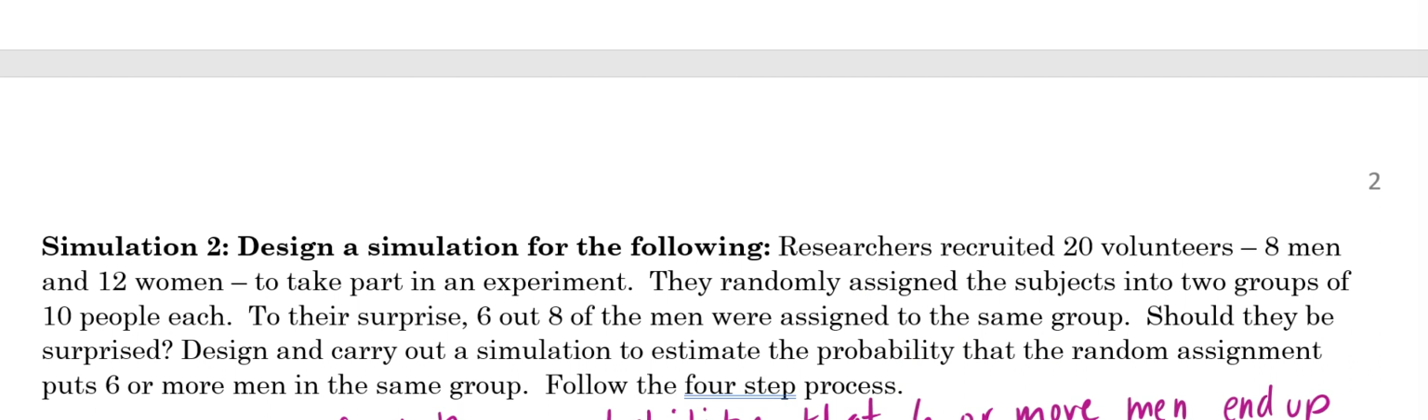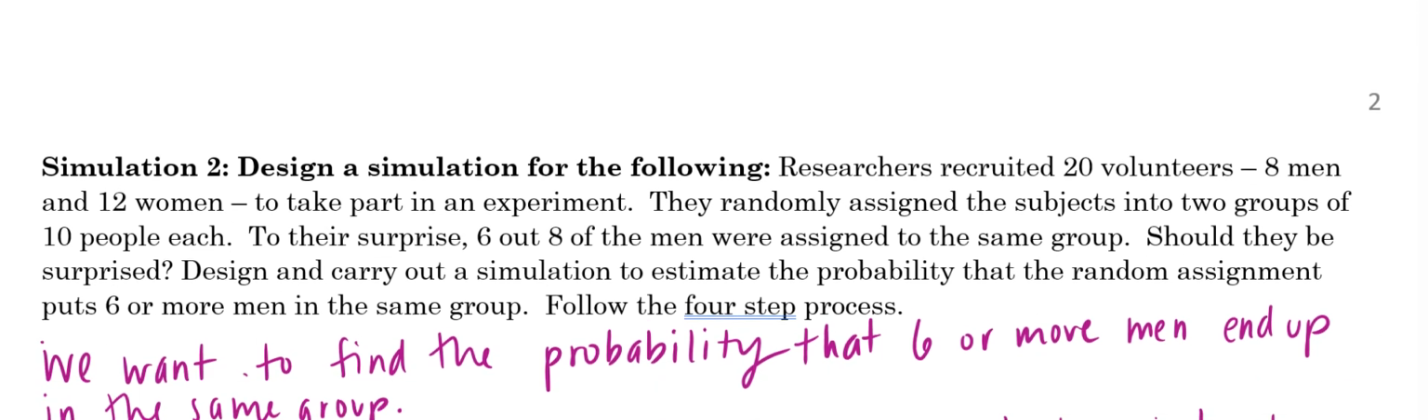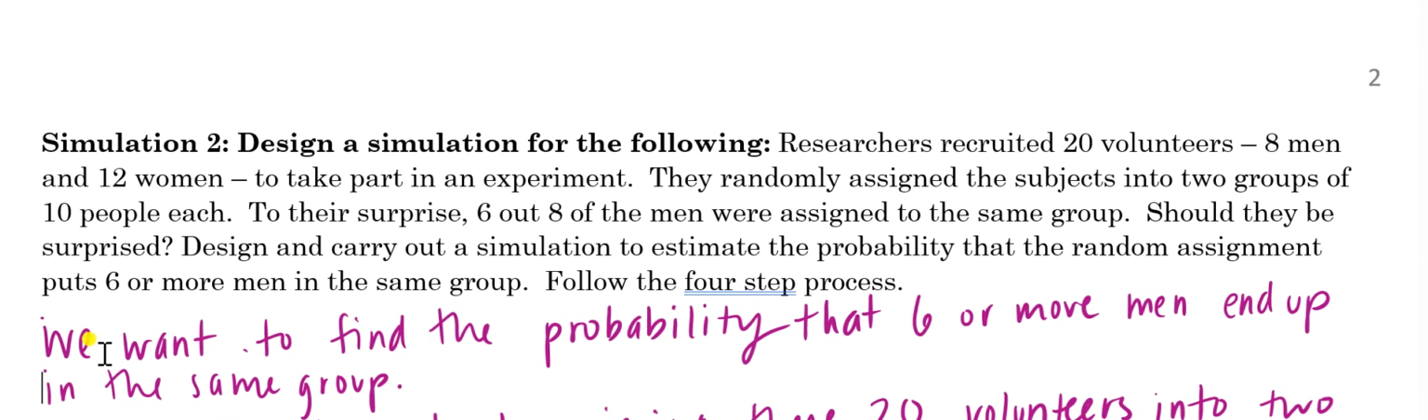So the first thing we're going to do is, okay, they've just described what they want you to simulate. So the first question you're going to answer is, what is it that they want you to simulate? So what are they looking for? And I said, we want to find the probability that 6 or more men end up in the same group. Very simple, refers back to the prompt. Done.